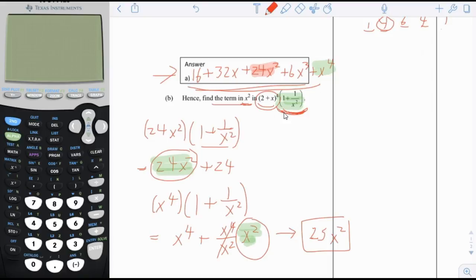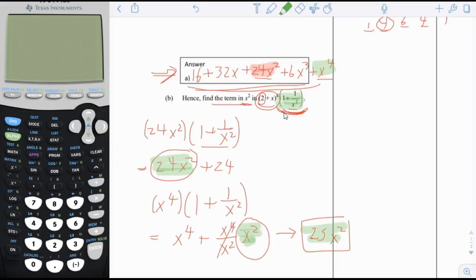Okay, so it just so happens that multiplying the 24x squared times the 2 is going to give us 24x squared. Multiplying the x to the fourth terms times 1 over x squared is going to give us another x squared term. And none of the other terms in the big expansion are going to give us anything with x squared in it. It's always going to be something bigger or something smaller. So that is the answer right there.